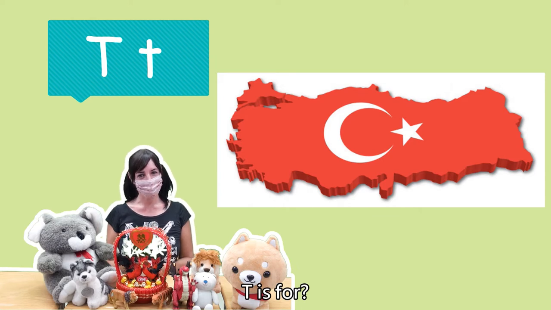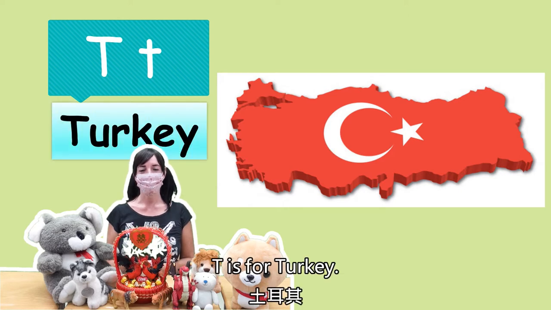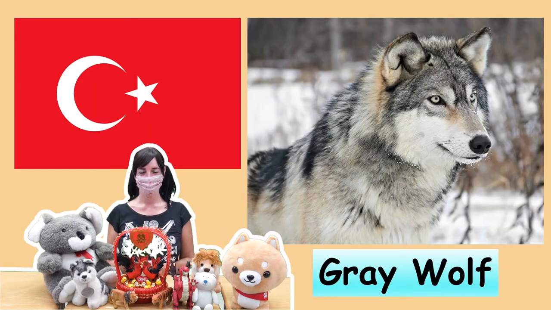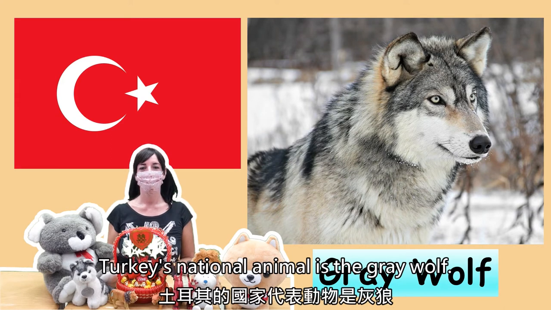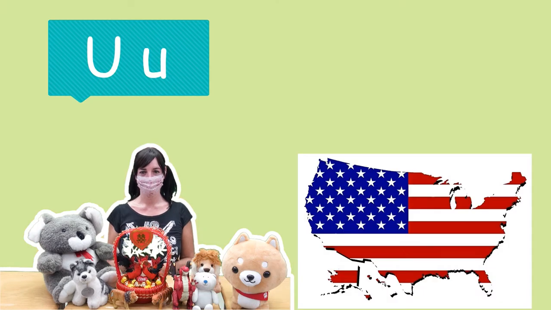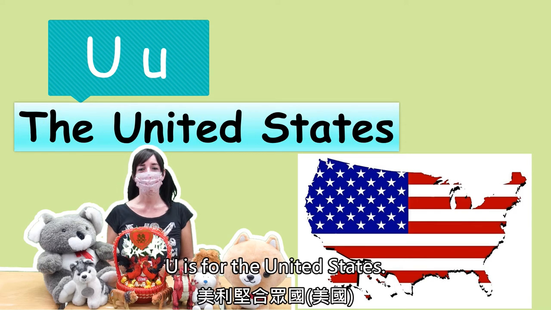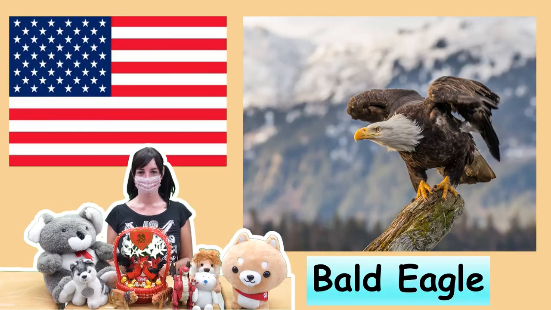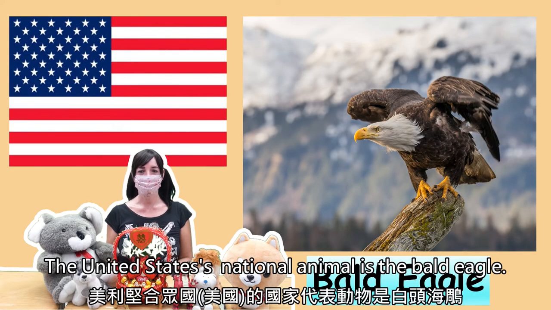T is for Turkey. Turkey's national animal is the gray wolf. U is for the United States. The United States' national animal is the bald eagle.